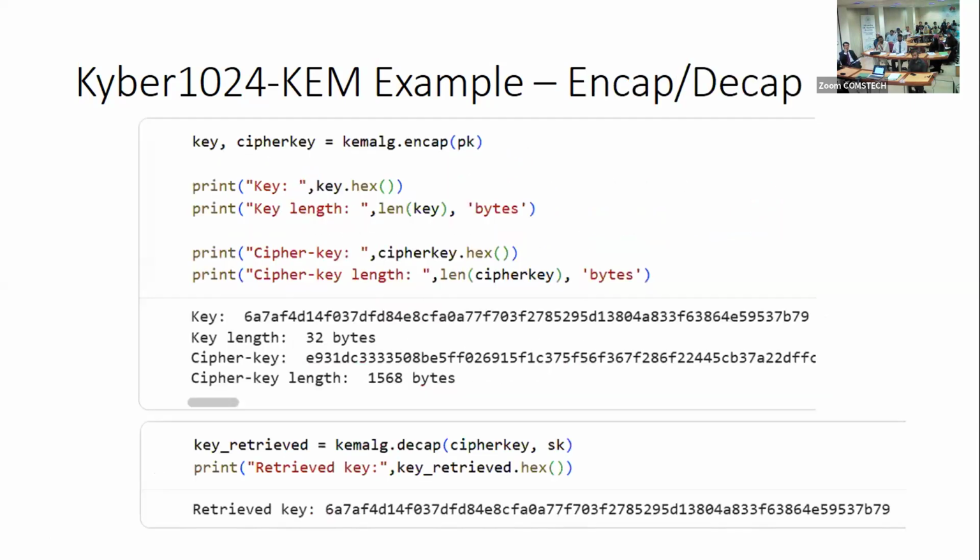And then encap and decap, decapsulation. You remember the key encapsulation mechanism. So everything I taught in the first three lectures is somehow being connected in this talk. I call the encap function and give it the public key, and it gives me a key and a cipher key. The key I keep to myself and the cipher key I send to others. You can see this is my key and this is my cipher key. On the Alice side, I can decap with the cipher key and private key and I get the retrieved key. You can see this key and this key are the same. So now I have the same keys on both sides.